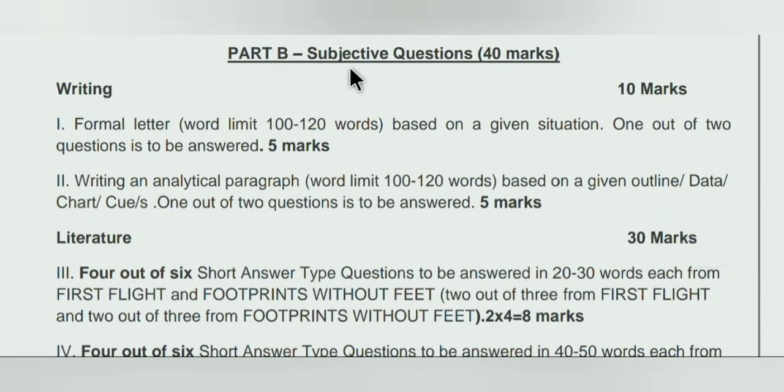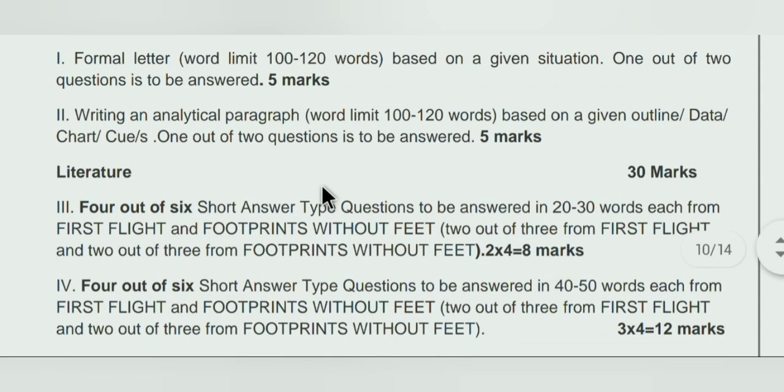Part B will be about the subjective questions, which will talk about the literature and writing or your grammar writing skills, wherein in letter writing they haven't deleted anything but reduced the weightage. For letter writing we used to have 10 marks. Here you are going to have only 5 marks and the word limit is 100 to 150. Here also you have an option. Out of two options, you have to select one of them.